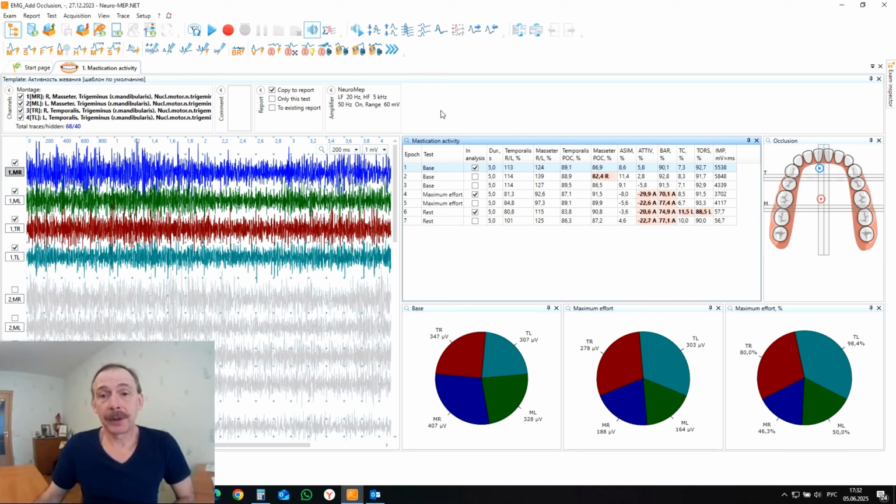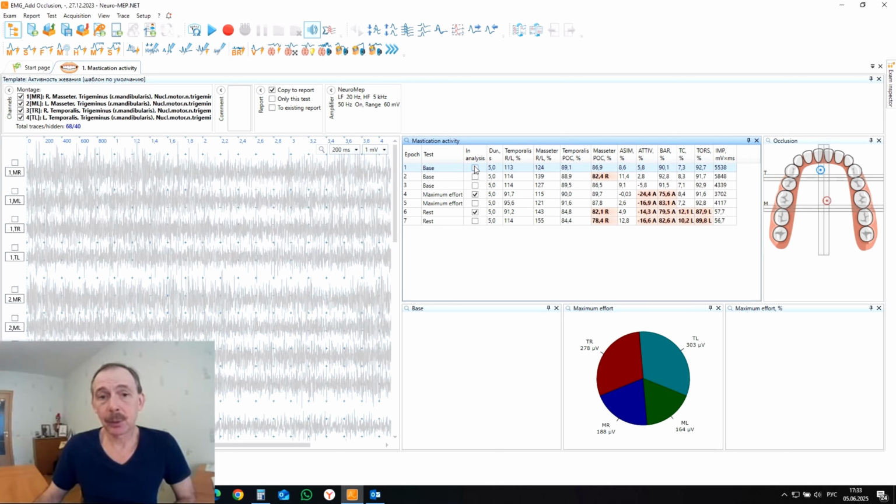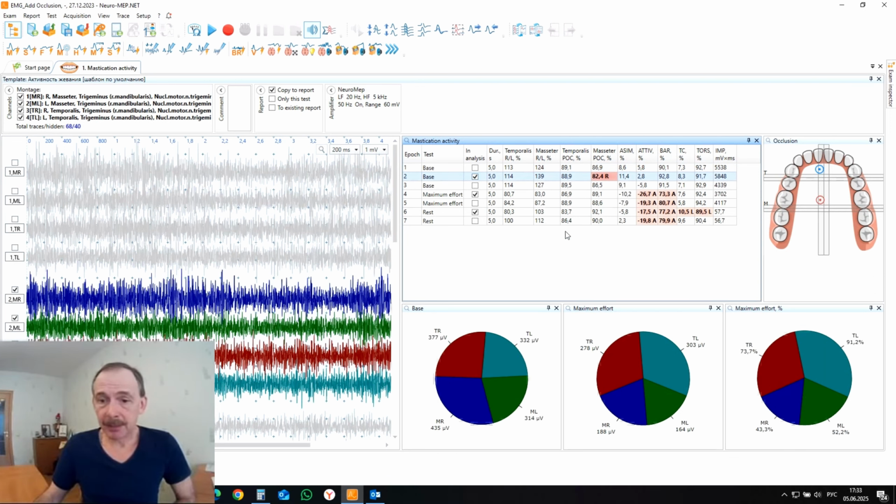Here you can see that in this case, 3 basic curves are recorded. These are just the curves when the cotton rollers were inserted. Next is the maximum effort, but we can exclude this base curve with the rollers and we will only have the maximum effort, and accordingly the analysis will not take into account the cotton rollers. So, what opportunities for analysis do we have?